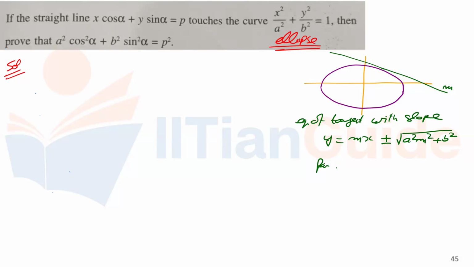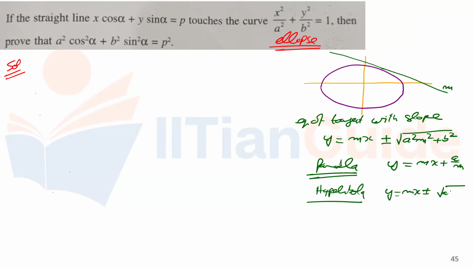पैराबोला के अंदर भी होता है. पैराबोला के अंदर स्लोप m होगा तो we have the equation y equal to mx plus a by m. वेरी इंपॉर्टेंट बता दे रहा हूँ. ये आर्टिकल जो टेंजेंट का होता है ना, टेंजेंट की इक्वेशन, टेंजेंट का स्लोप, this is important in the whole conics and in the hyperbola. Hyperbola के अंदर भी होता है the same thing that we have in the ellipse. I can write y is equal to mx plus minus under root a square m square minus b square. ठीक है ना? I have told you all those things.